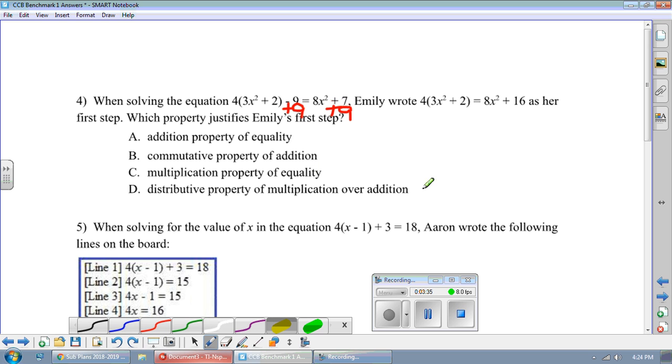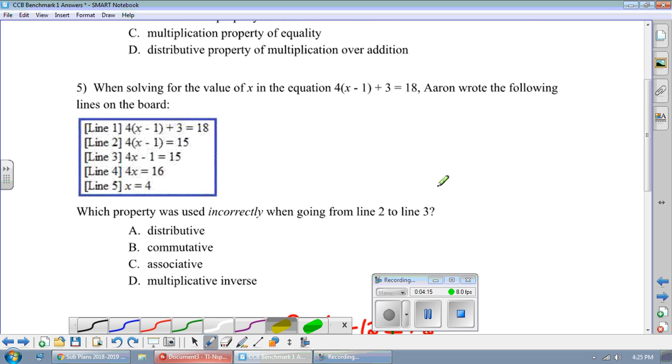Number 4. When solving the equation, we were given the original equation, and Emily wrote that equation as her first step. Which property justifies Emily's first step? So the part that we have to figure out is what did Emily do? Emily added 9 to both sides to get the 9 to cancel off, because we can see that the 9 is not there in the second equation, and the 7 turned into a 16. So the property that says it is okay to add 9 to both sides is the addition property of equality. Choice A.